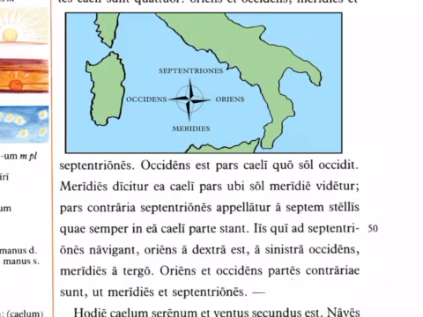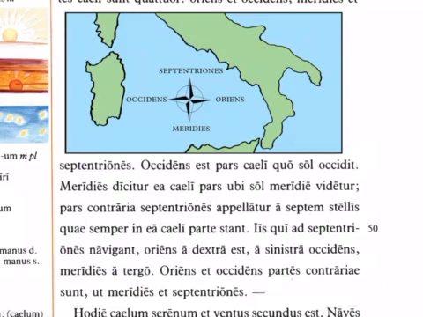Occidens est pars caeli, quo sol occidit. Occidens, or the west, is the part of the sky where the sun is falling to, where the sun is setting, we might say. Meridies dicitur ea caeli pars ubi sol meridie videtur. The south is called that part of the sky where the sun is seen at midday, at noon. That's again why meridies means both noon and south in Latin.